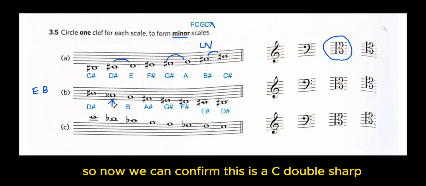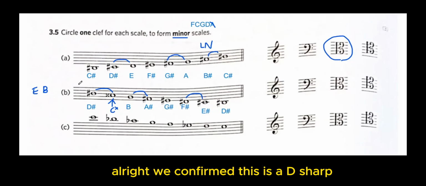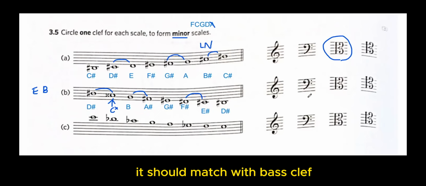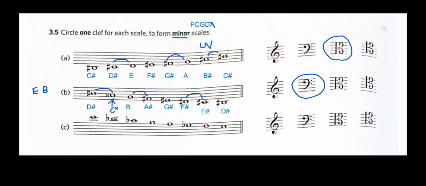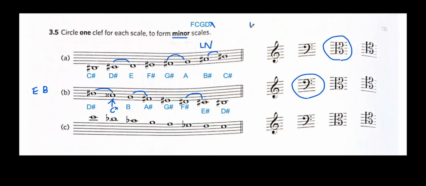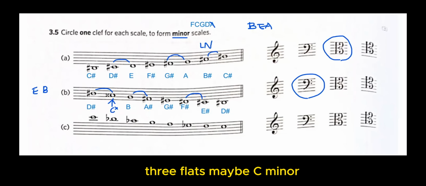So now we can confirm this is a C double sharp. And all the semitones. All right, we confirm this is a D sharp. It should match with bass clef. Let's look at C. There are 3 flats here. The order of flats, B, E, A. The first note is a white key. 3 flats, maybe C minor.